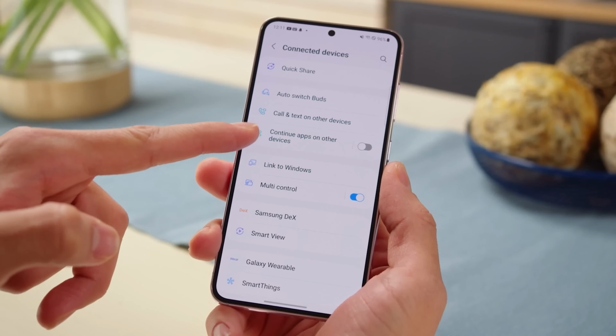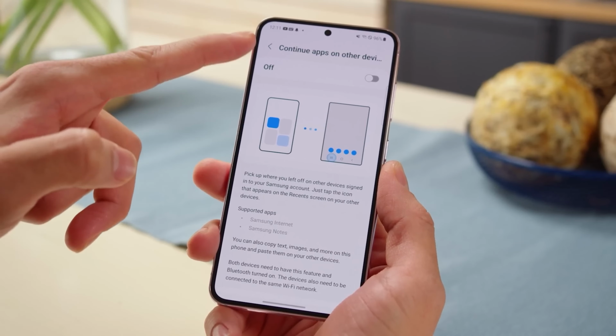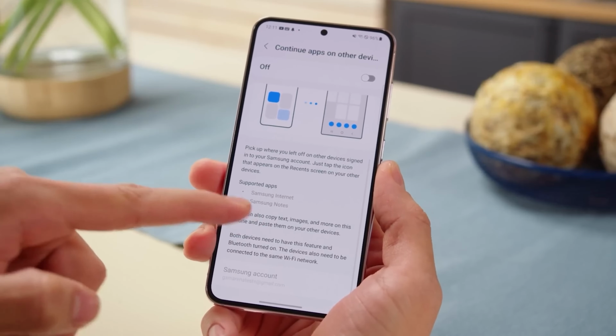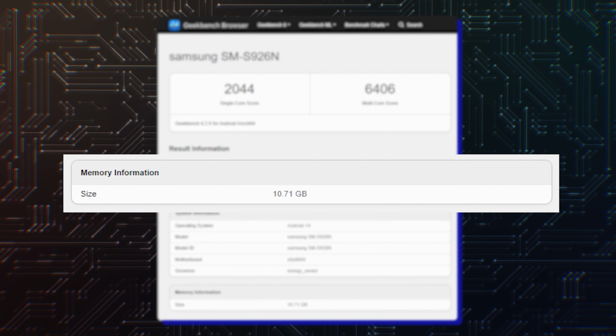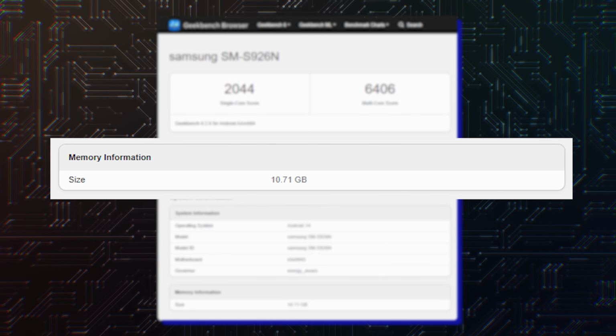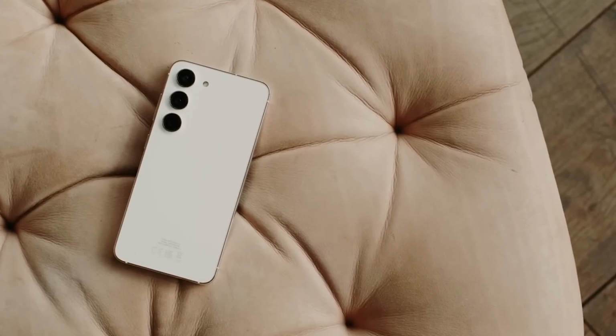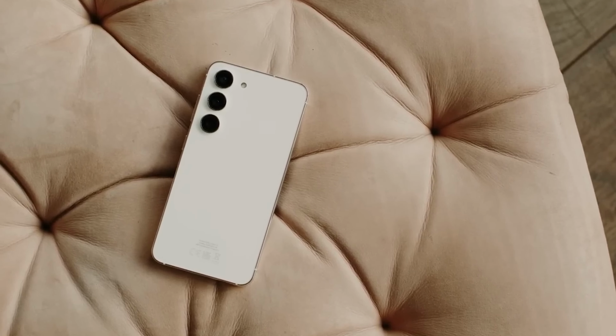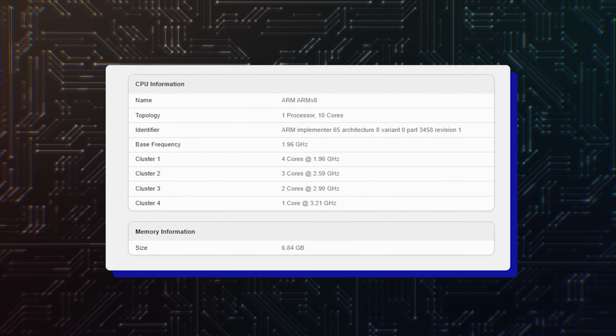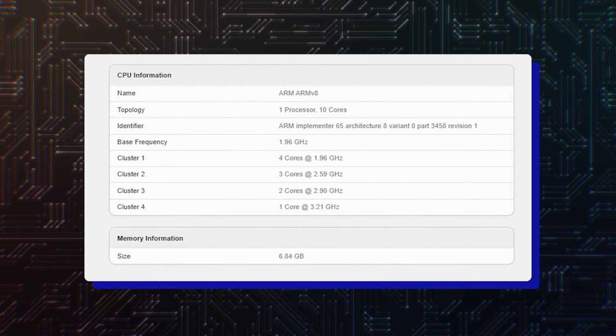And next year, it seems the Plus model will also come with 12GB of RAM, as confirmed by a benchmark of a Korean Galaxy S24 Plus unit on Geekbench. The Galaxy S24 Plus will still come with 8GB of RAM on the cheaper variant, which can be confirmed from previous benchmark listings of the device.